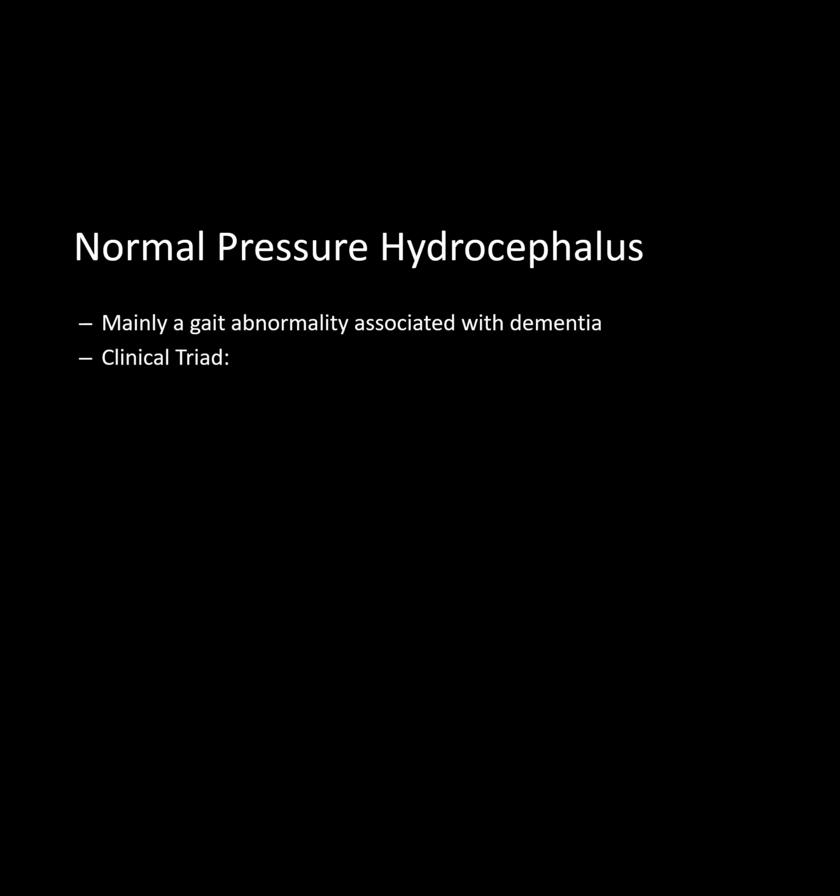Clinically, you're supposed to have a gait issue before you get the dementia. That could be a clue that you're dealing with hydrocephalus as opposed to something else causing big ventricles.